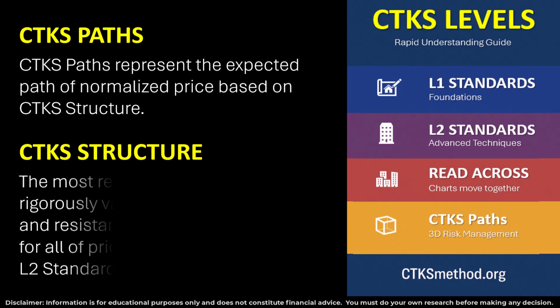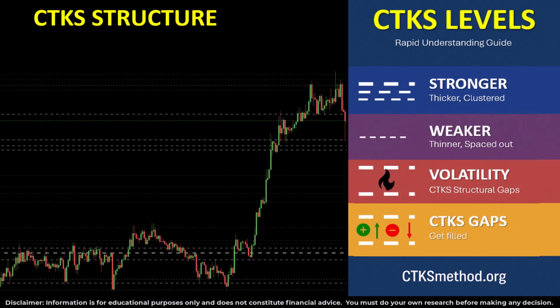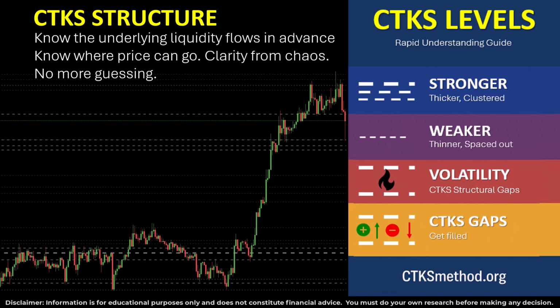So what is CTKS structure? It is the most reliable, objective, and rigorously validated structural support and resistance market structural levels for all of price history. It's created via Level 1 and Level 2 standard certification. The best way to explain it is to show you an example of it working. It's a very good idea to think of market charts as just liquidity levels related to price action.